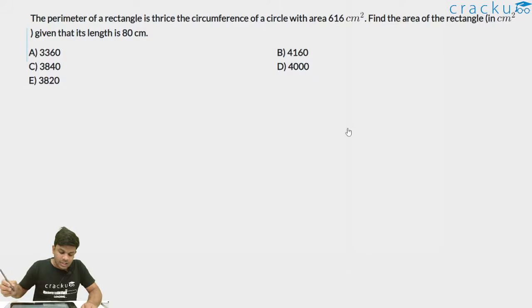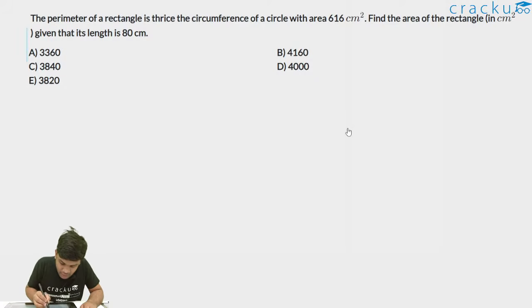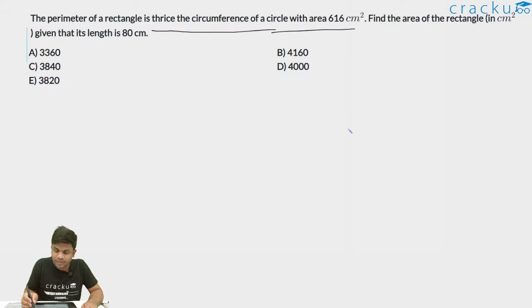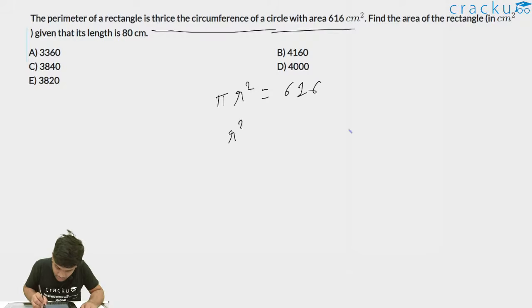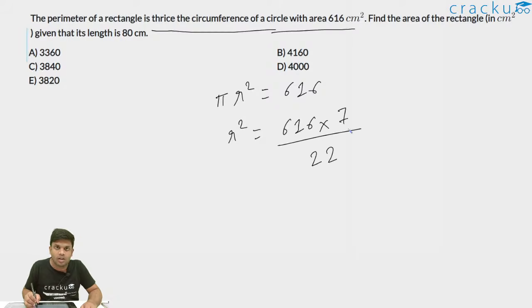Okay, so in this question it is given that the perimeter of a rectangle is thrice the circumference of a circle with area 616 centimeters square. So area of the circle means pi r square is equal to 616. So r square will be 616 into 7 divided by 22.